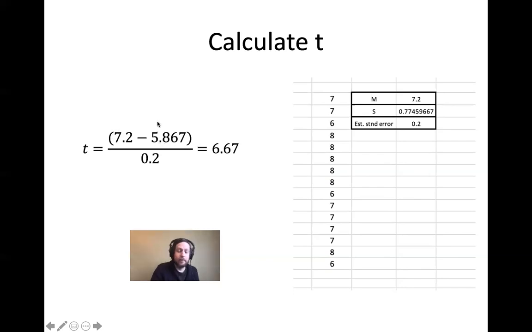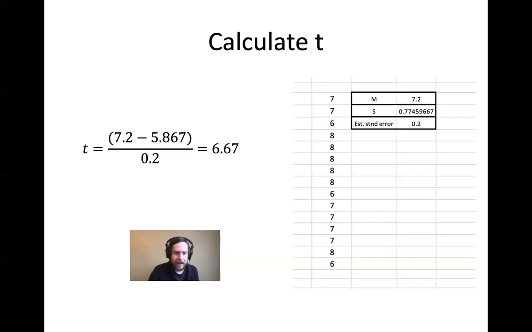5.867 is our mu. It is our population mean. This 0.2 right here, this is our estimated standard error. You can see I calculated that right here. I want to remind you, though, that the way you calculate estimated standard error is you take the sample standard deviation and you divide by the square root of n. You take s divided by the square root of n.